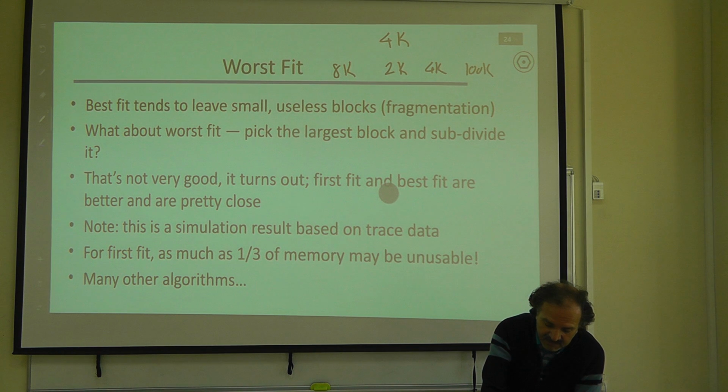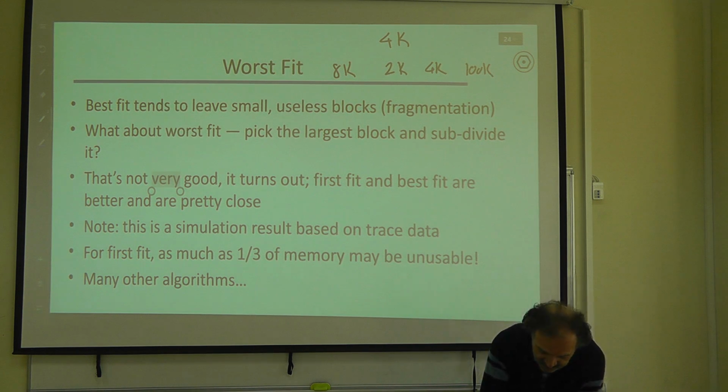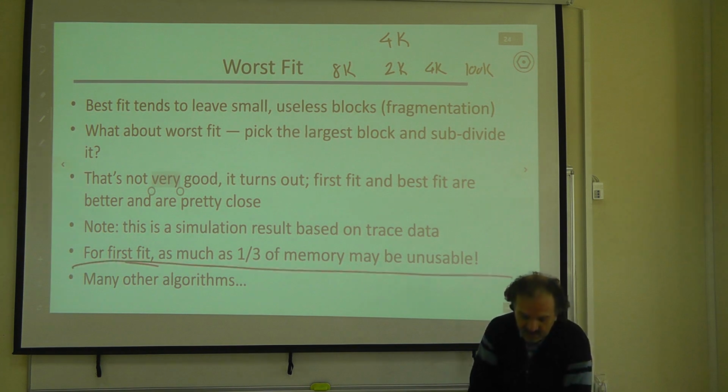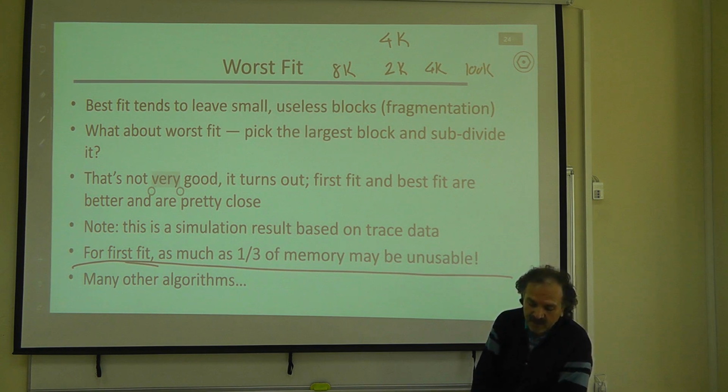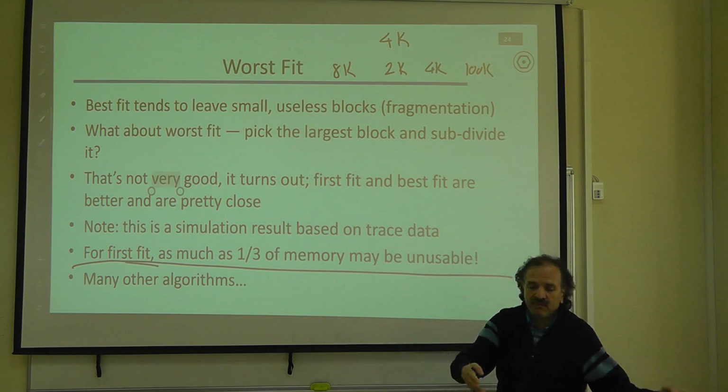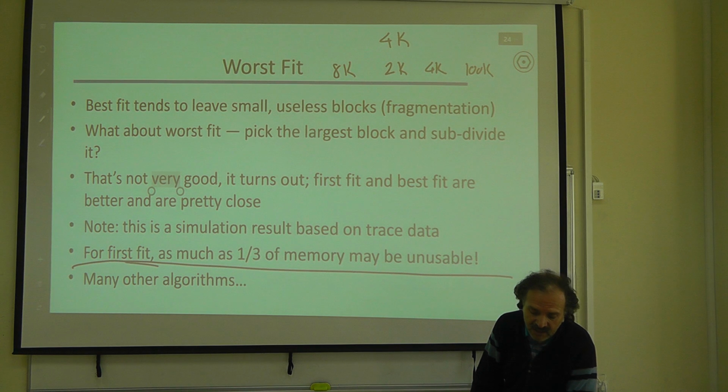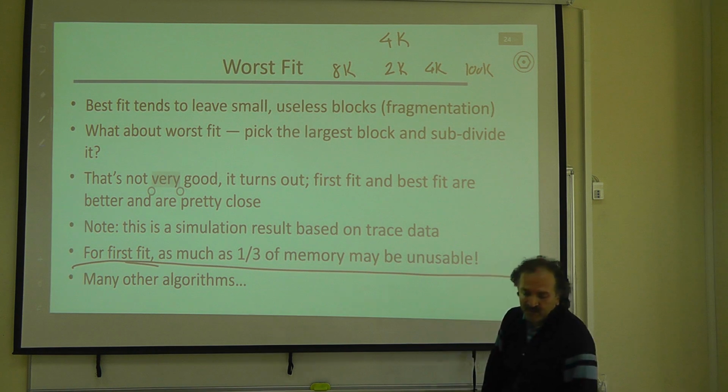First fit and best fit are better and pretty close, and worst fit is not better in terms of memory usage. And these are the numbers actually, very, very bad numbers. With first fit or best fit, as much as 1/3 of the memory may not be usable because of this fragmentation issue. I need memory of, let's say, 100 kilobytes, but when I look at the memory, I can't find that 100 kilobytes of available space because it is all fragmented.